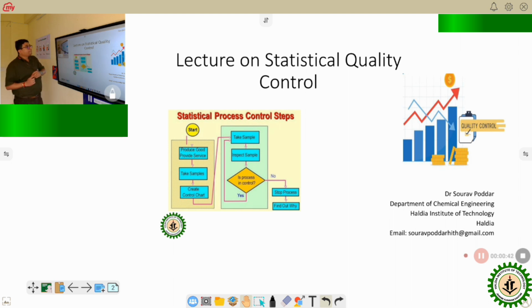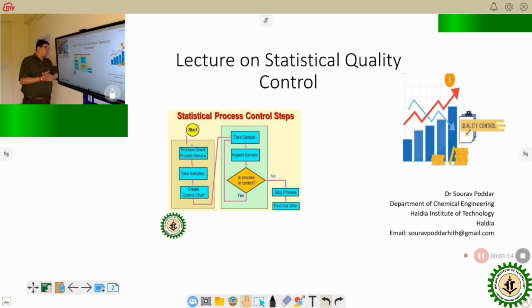Obviously, controlling is done in a chemical industry in two ways. One is the process control, the other one is the product control. Today we are going to look into the product side. That's why the lecture I have defined today is statistical quality control, detailing the whole chemical process. I myself, Dr. Saurabh Poddar, am going to present the whole lecture on statistical quality control.